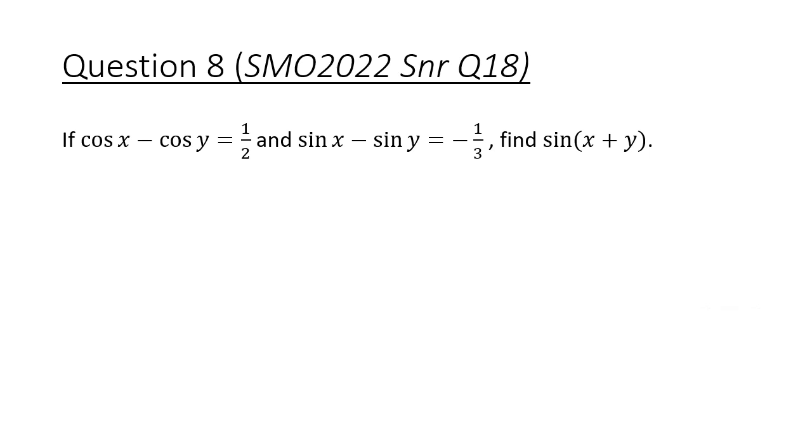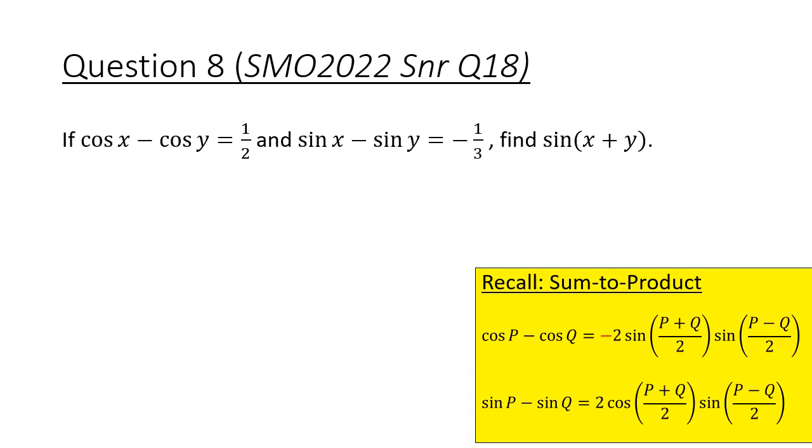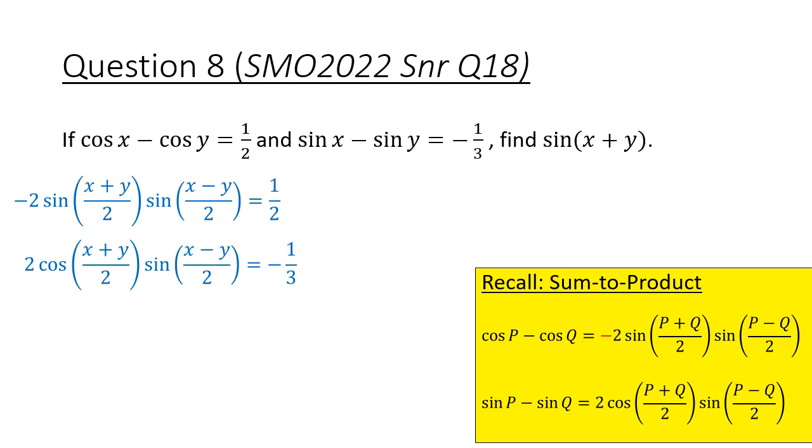Method number 1. Using the sum to product formulas, we can convert the difference of cos x minus cos y into the product of sines. Similarly, we can convert sin x minus sin y into the product of cosine and sine. Now we can divide the first equation by the second equation.